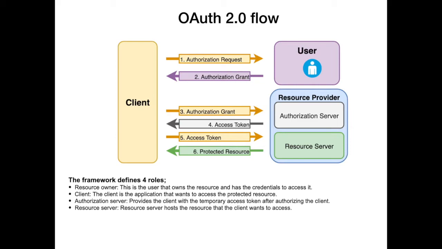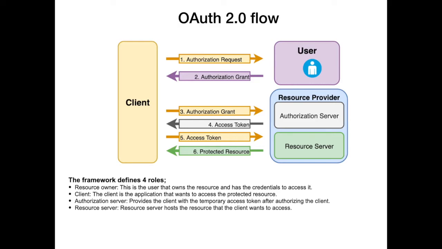Let us do a walkthrough of the OAuth flow. The client that wants access to a protected resource makes an authorization request either directly to the user or, preferably, through a resource provider as an intermediary. The authorization request will result in an authorization grant which gets passed back to the client. In step 3, the client uses this authorization grant to get an access token back from the authorization server.